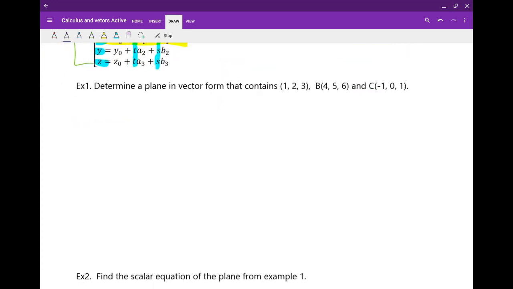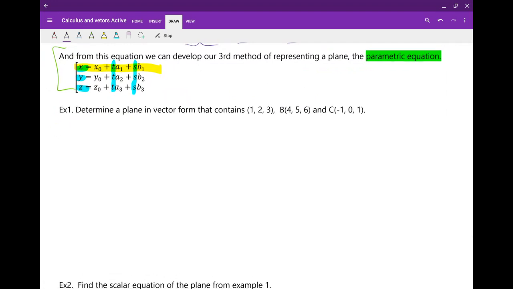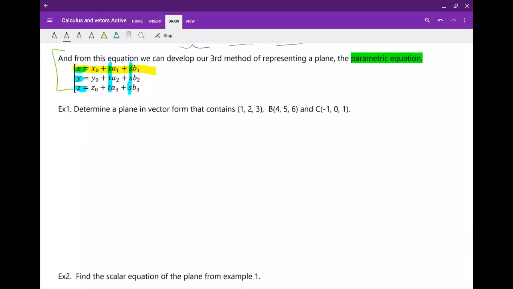So anyway, one of our first examples here is we're going to take a plane, and I'm not going to draw any of this stuff because it starts to get really difficult to draw planes in 3D with points and vectors flying all over the place. So what I'm going to do is determine a plane in the vector form that contains these 3 points, A, B, and C. Oh, I forgot to give this guy a name. Let's call that guy A. All right.